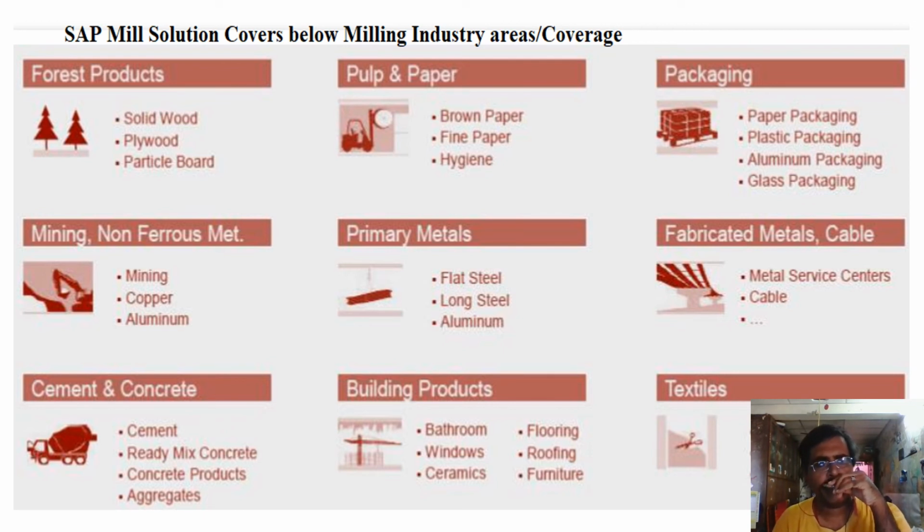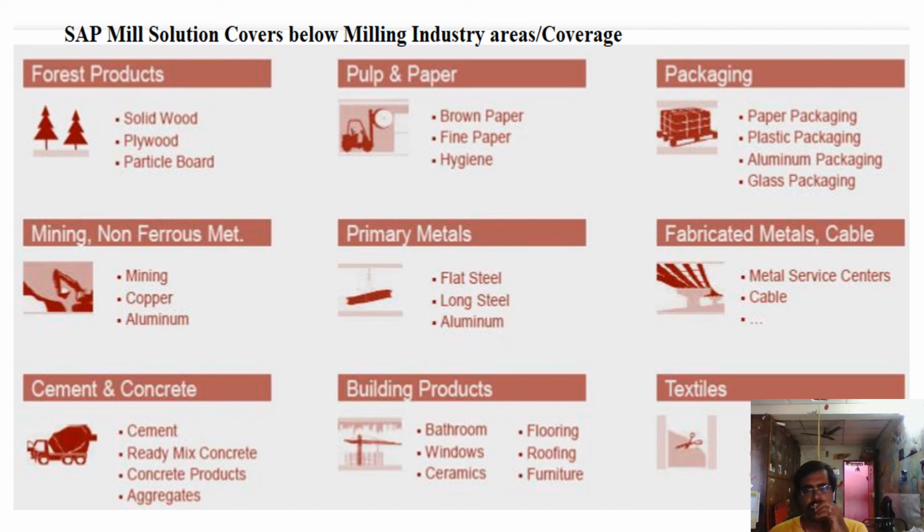Then the cement and concrete industry. We have cement, ready mix concrete, concrete products, and aggregate products. I will definitely cover the cement industry coverage and all these things in my YouTube videos. Then in building products, we have bathroom related products, modular kitchens, windows, ceramics, and flooring, that is tiles, and roofing and furniture. Those cover building products which can be manufactured using the SAP mill product solution, as established by the SAP packages.